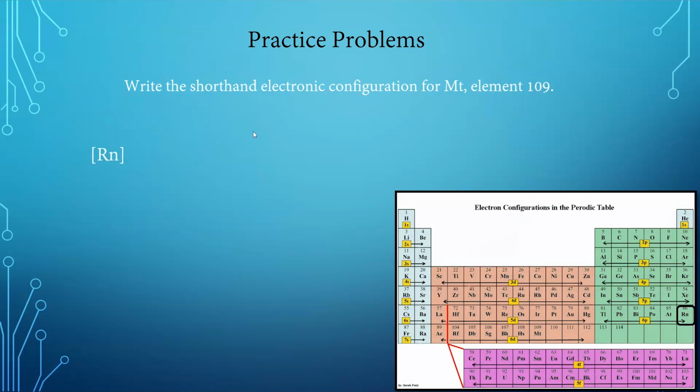So meitnerium, which is element 109, will begin with radon. So that's our starting point. That'll take care of 86 of our electrons. After radon, we'll go down to the 7s block and pick up both electrons in the 7s subshell. That will give us our 7s2. We'll then move into the 6d block where we'll pick up just the first member there. That will give us 6d1.